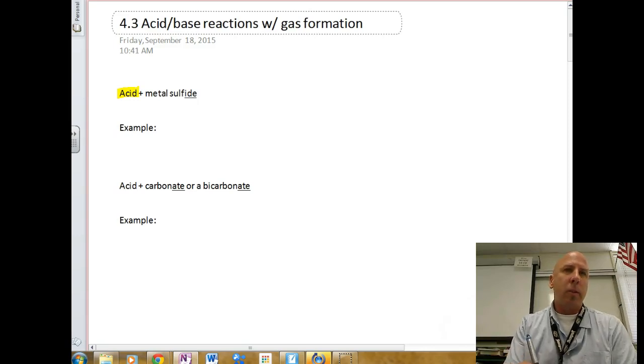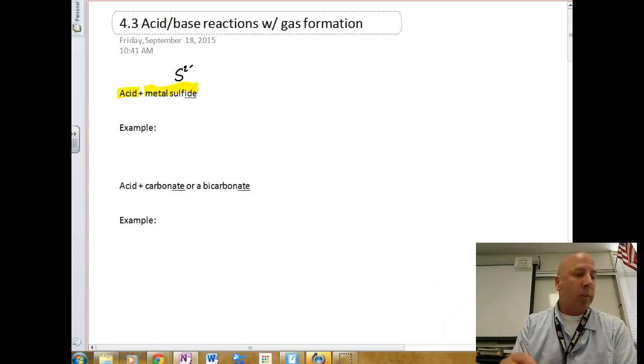It could be a strong acid, such as the 7 strong acids. It also could be a weak acid. And we're going to react that with a metal sulfide. Now, a sulfide is S2 minus charge, so it could be any metal that is bonded to this sulfide. So this could be an example.